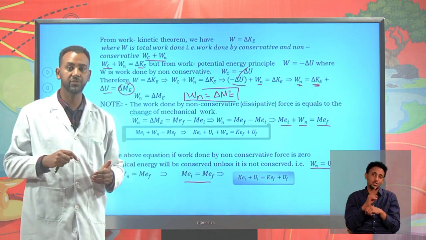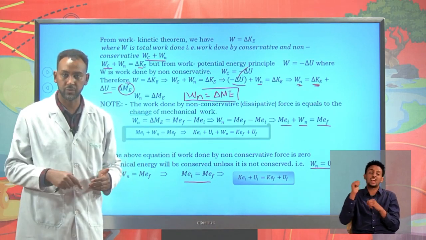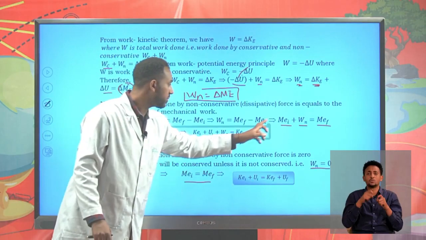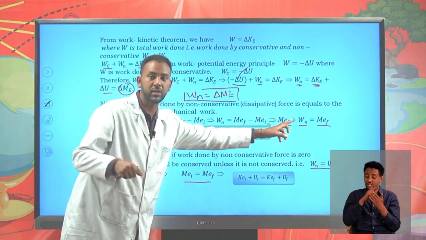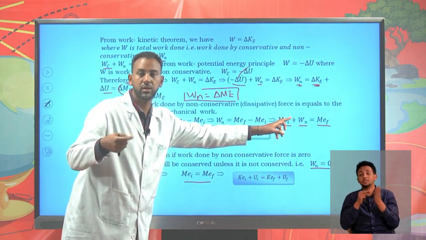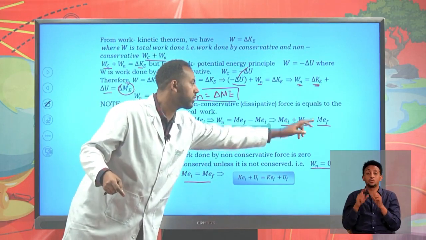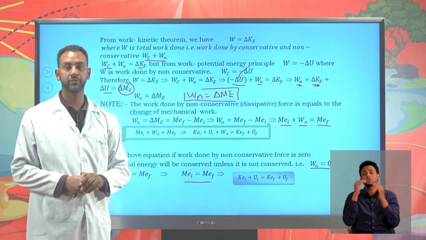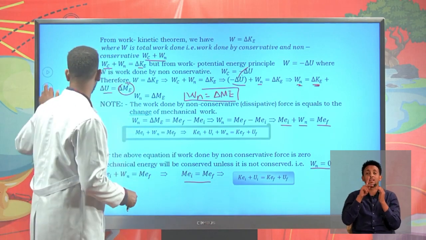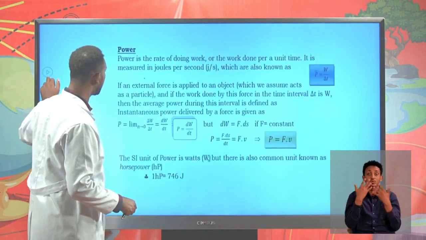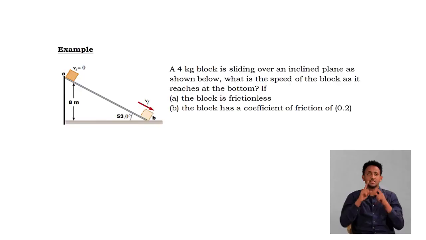If there are dissipative forces, like frictional force, you have to use mechanical energy initial plus work done by non-conservative force, meaning work done by frictional force, which is negative work. When you subtract these two, you can equate it with the final mechanical energy. So here we can have different examples. Students, please try these with the concepts that I have already provided you. Please try to solve those examples.